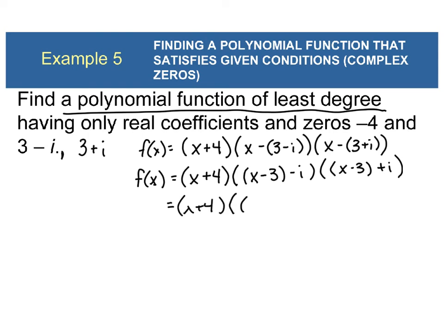We're going to get x minus 3 squared minus i squared. And i squared, you should know, is negative 1, but it's minus i squared, so it's going to be plus 1. This right here should be fairly easy for you to multiply out. I've shown y'all a quick process of multiplying that out before.